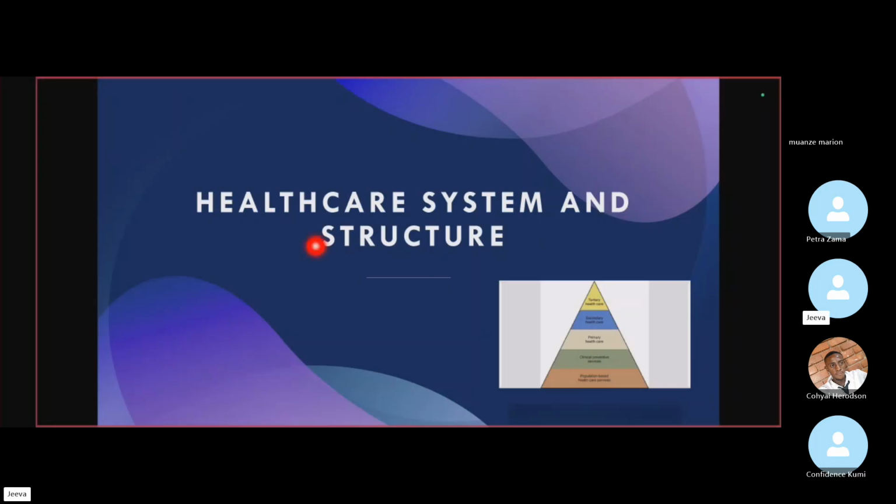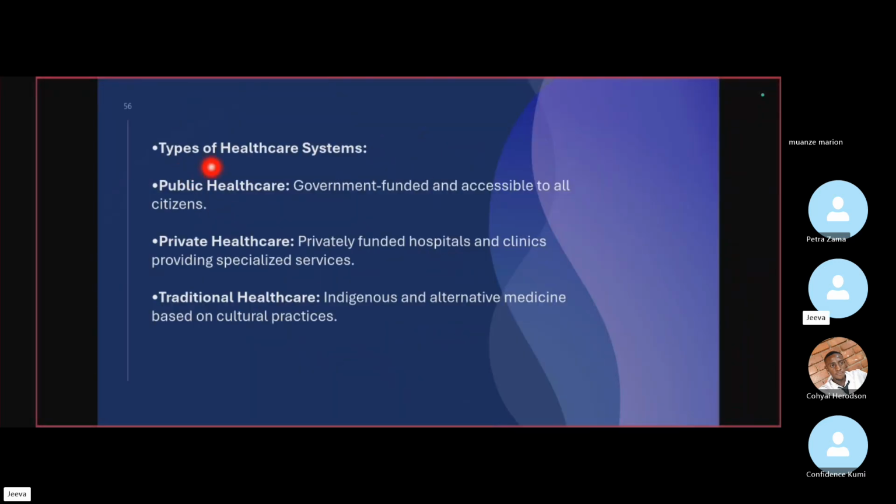Okay. Next is how the healthcare system is structured in a society. There are different types of healthcare systems: public, private, and traditional healthcare. This is how the healthcare system is classified. A public healthcare system is funded by the government and is accessible to all citizens.